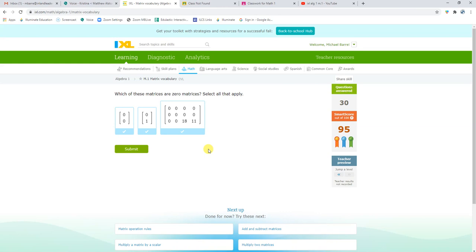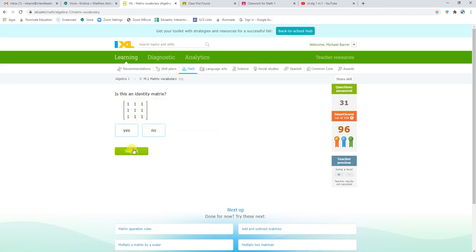Come on. That's a zero matrix. All zeros. This is not an identity. An identity would have a bunch of zeros in it. Is this an identity? No. How many elements does this have? It has 2 elements. Come on, get that 100. What element is in row 1, column 2? That's a 2.